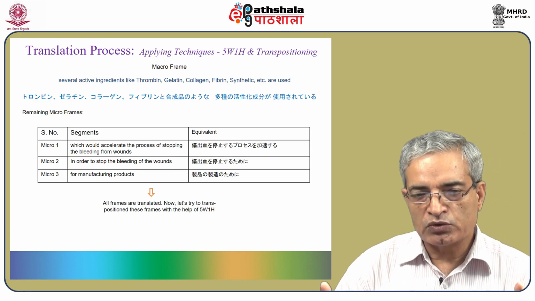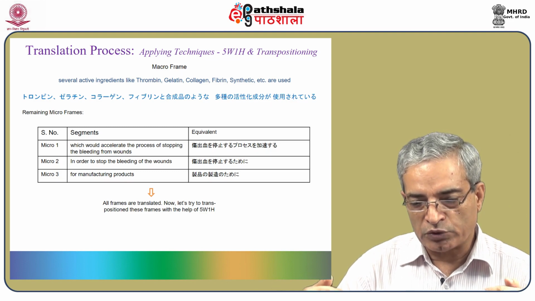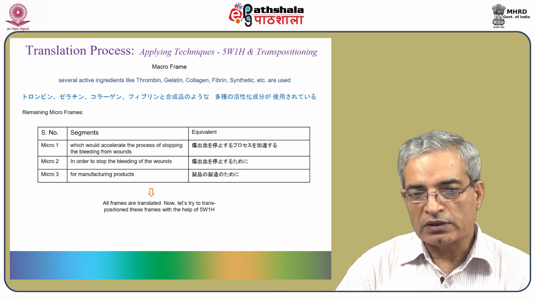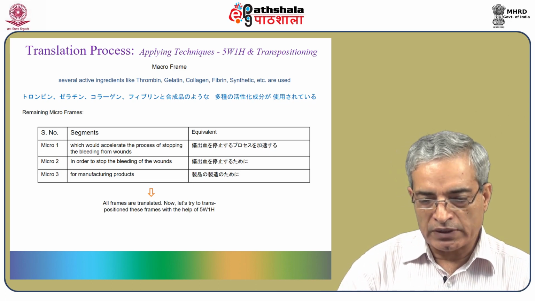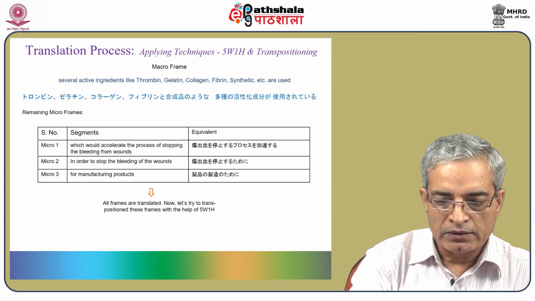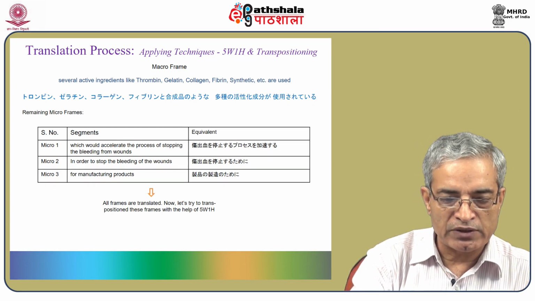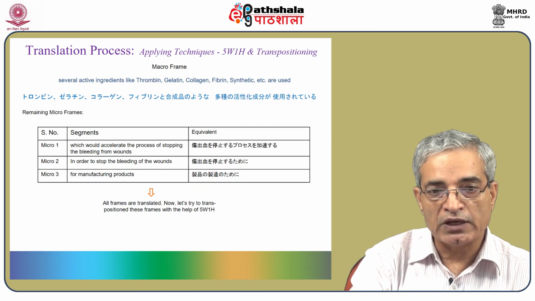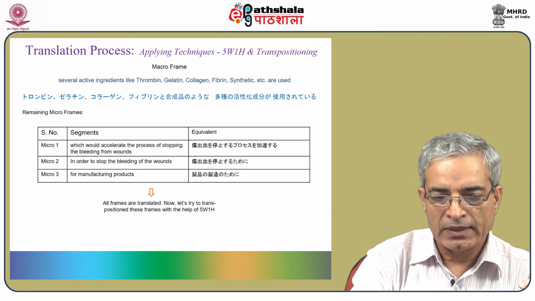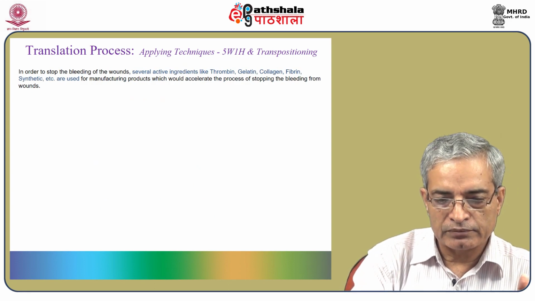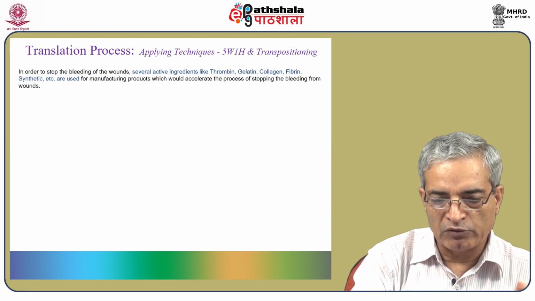What it means is that you divide, pick up components, it could be a word, it could be a compound, keep it aside, go further, and then put those words together, and it gives a complete sentence or clause. Now we have all three, all frames are translated. Now let's try to do the transpositioning on these frames with the help of 5W1H. The macro frame was already seen. Let's apply the 5W1H.